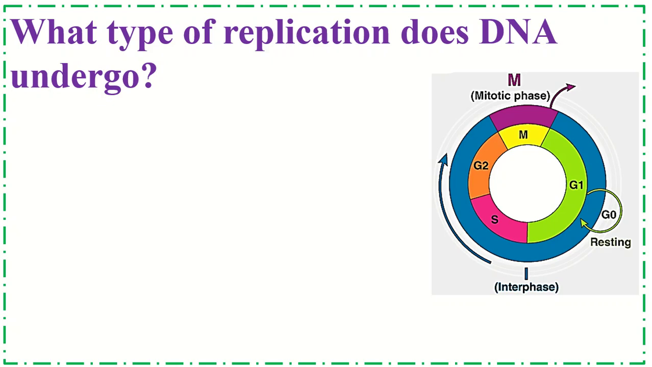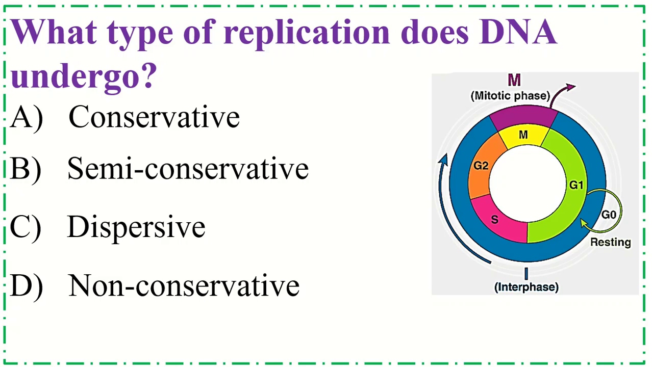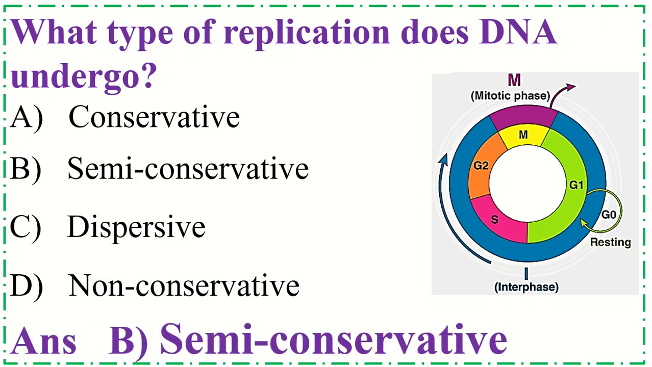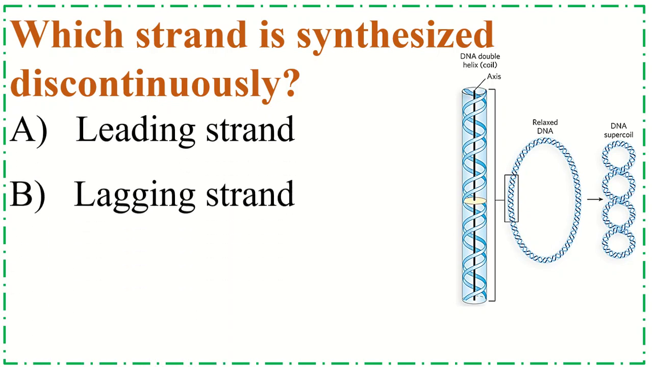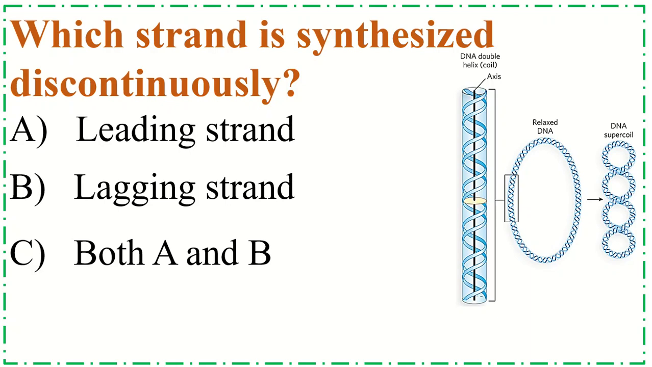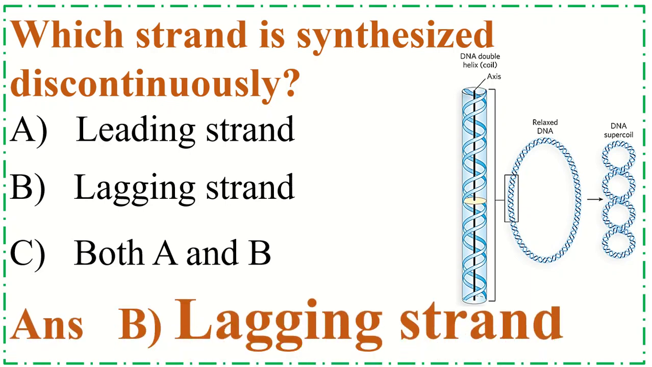What type of replication does DNA undergo? Option A, conservative, B, semi-conservative, C, dispersive, D, non-conservative. Correct option is B, semi-conservative. Which strand is synthesized discontinuously? Option A, leading strand, B, lagging strand, C, both A and B. Correct option is B, lagging strand.